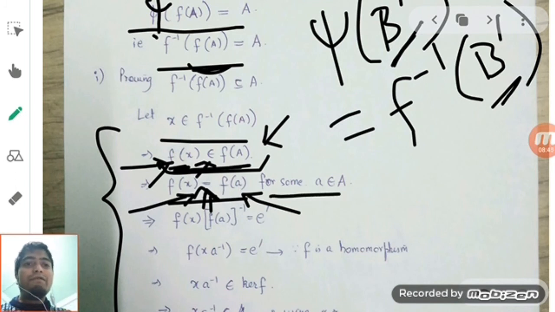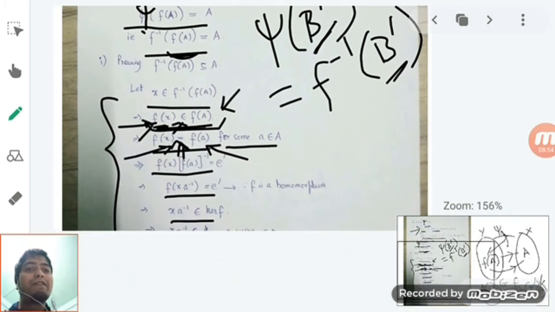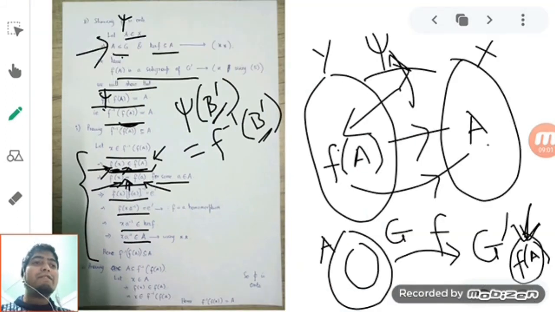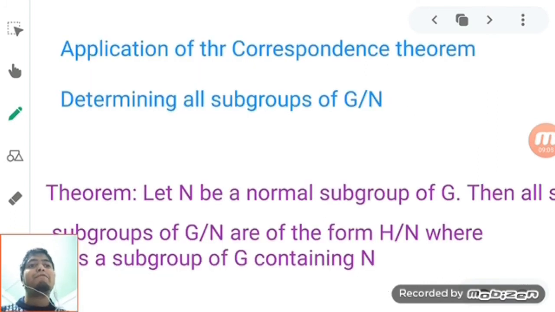So this one is very easy now because we are dealing with groups. Just multiply with the inverse, and you will have this. So x a inverse will belong to the kernel. Similarly, you can do the reverse and you will have the required theorem. So phi will be onto. This is an application of the correspondence theorem.